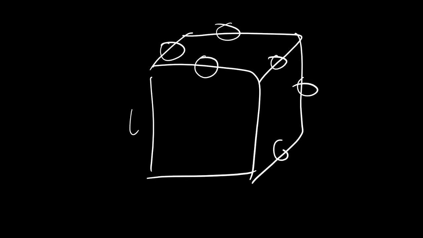So in other words, if you know the length of this side, then all of these sides are L. Alright, so we know that the formula for finding the surface area is 6 times the length squared.